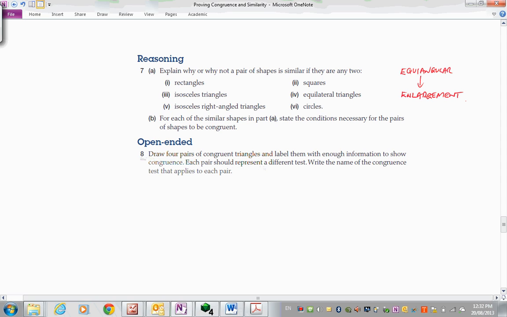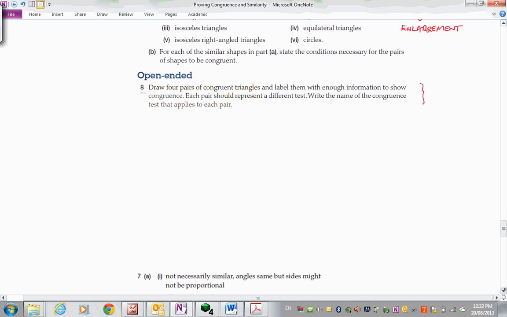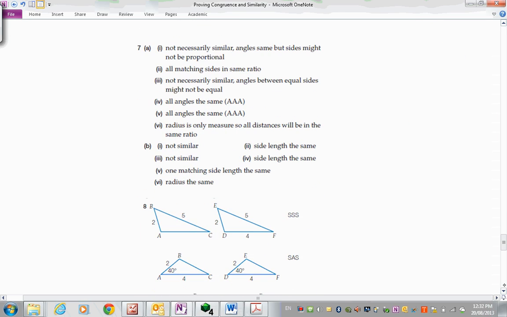And then the open-ended questions here, and just drawing your own triangles to show you know how to make them congruent or identical. Let's have a look at the answers to those. There's 7, just an explanation of those.